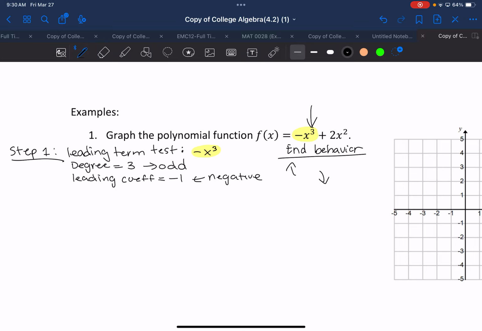Okay, step 2 is to find the zeros, or the x-intercepts. And to do that, I set the entire function equal to 0. So I would have -x cubed plus 2x squared equal to 0. And now I need to solve this equation. How do I solve this?